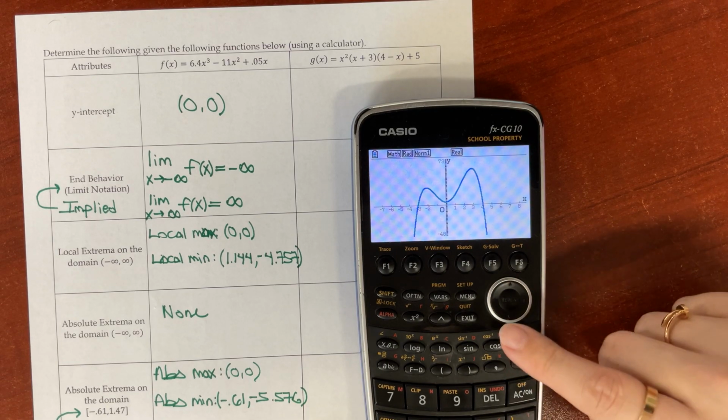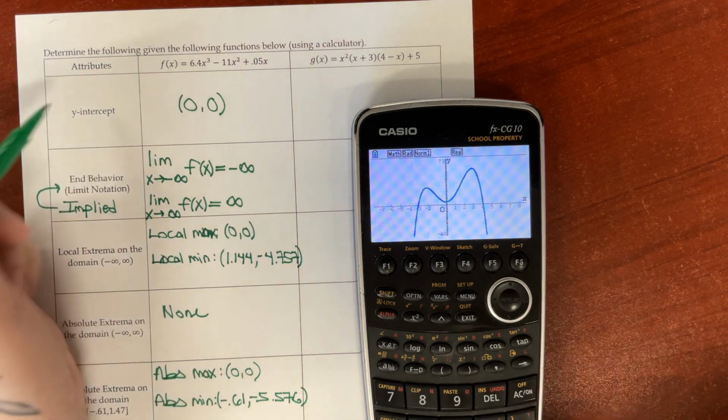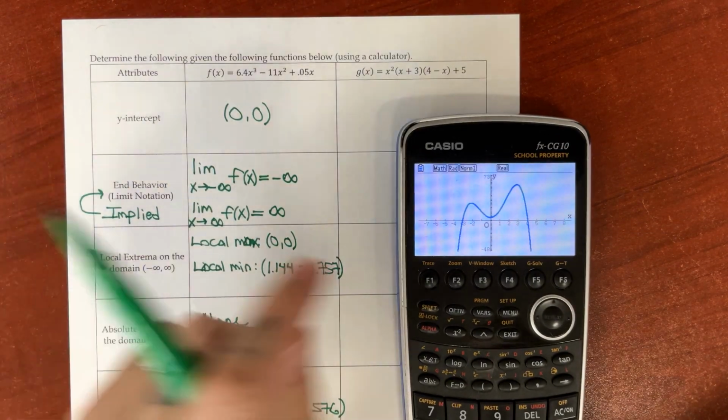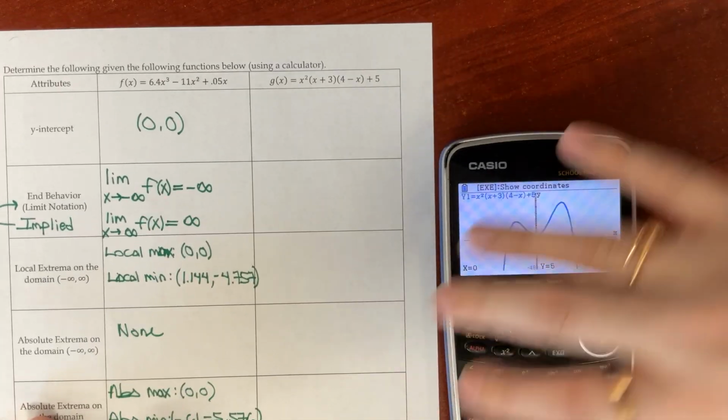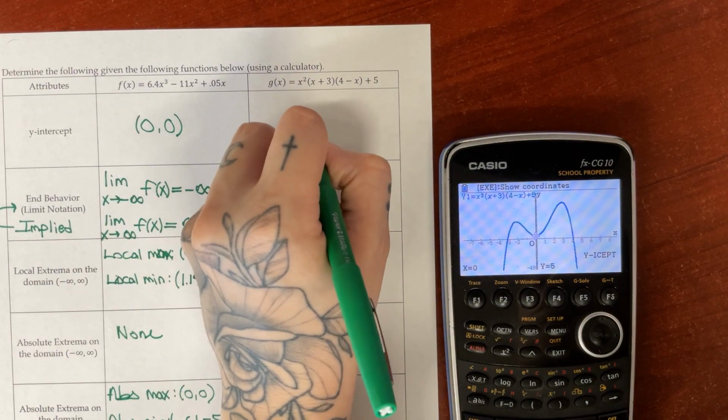There we go. It's a pretty good view. So starting off, we're going to look for the y-intercept. So I'm going to do G-Solve y-intercept, which is going to be at (0, 5).